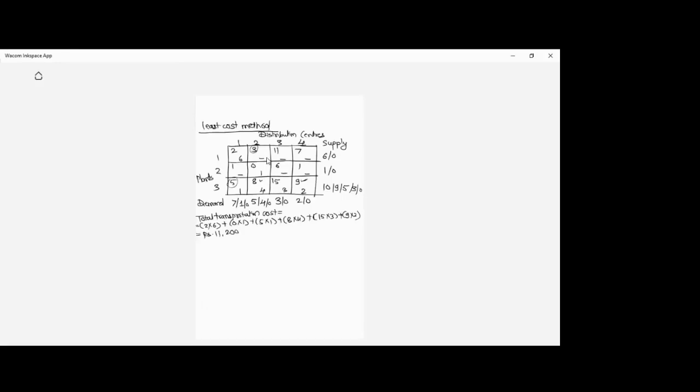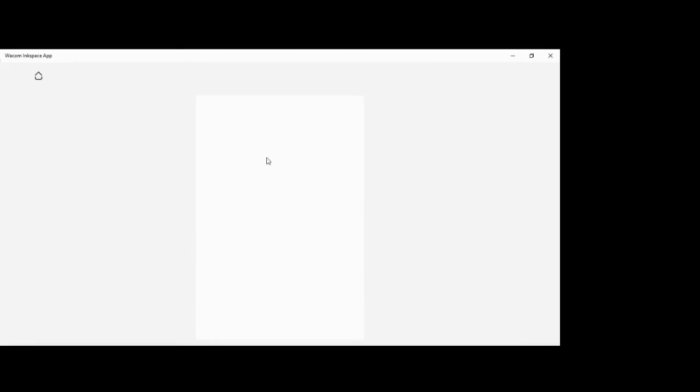Now a very important method that we are going to see is Vogel's approximation method. It is also called the VAM method. It is also called the penalty method, and it is also called the regret method, right? So these are the names.